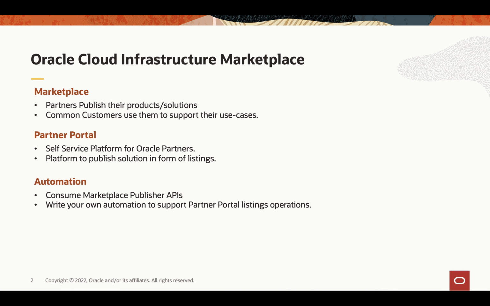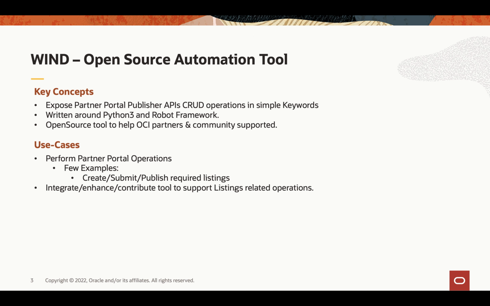So what we have done here, we have exposed partner portal publisher APIs CRUD operation in simple keywords, which are written around Python 3 and the robot framework. This tool is an open source tool which helps OCI partners as well as community add additional use cases, support this as well as enhance as needed. There are many use cases that can be covered using this tool.